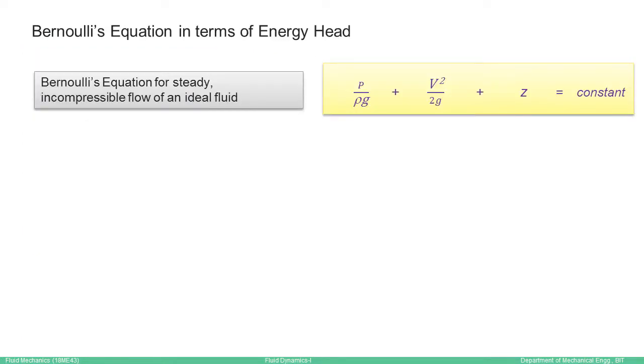The Bernoulli's equation which we derived is already in the form of energy head. Okay, we'll understand what exactly is energy head. Energy head is the energy of a fluid per unit of its weight. Since we encounter this term, energy per unit weight, many times, we can replace this energy by energy head. They are equivalent.